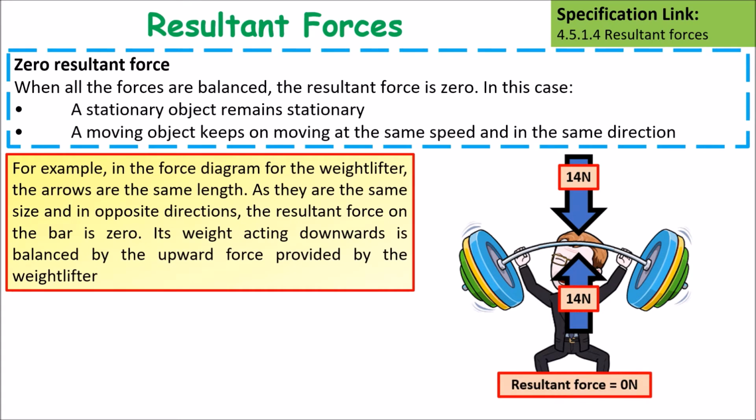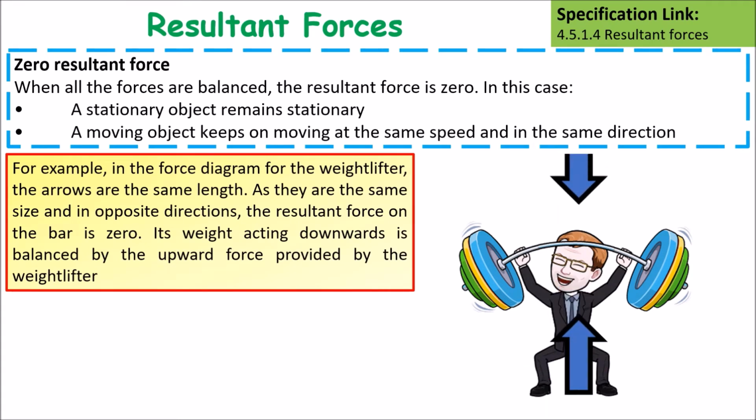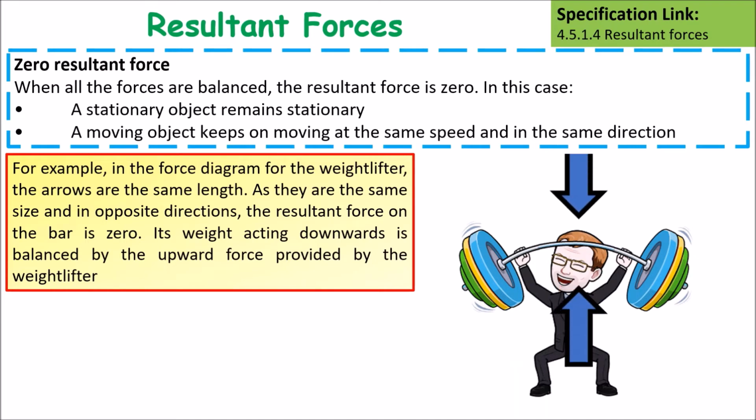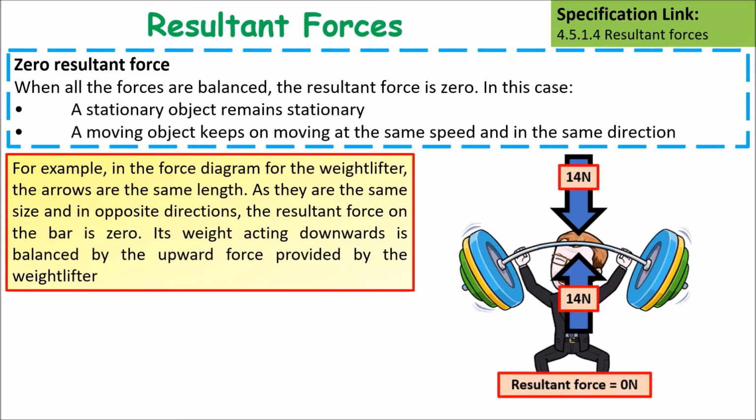So for example, in the force diagram for a weightlifter, the arrows are the same length. As they're the same size and in opposite directions, the resultant force on the bar is zero. Its weight acting downwards is balanced by the upward force provided by the weightlifter.